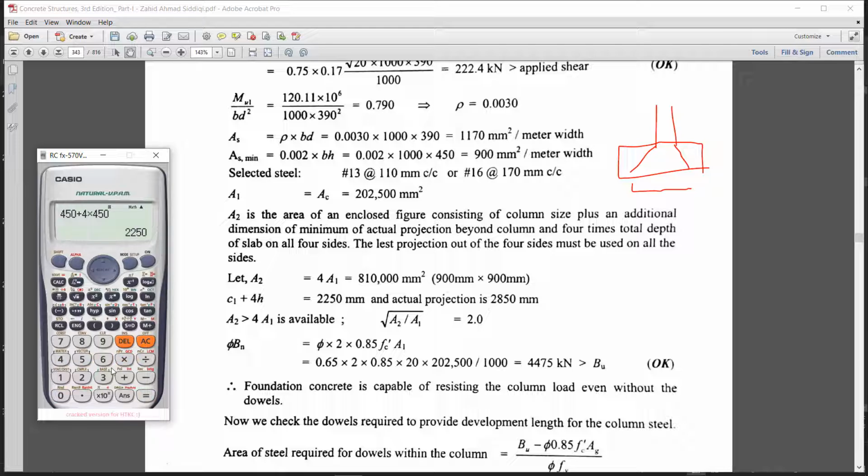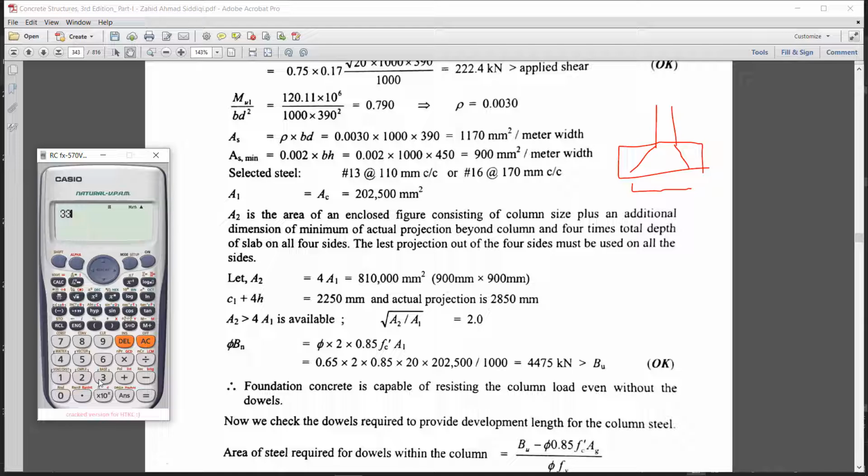Okay, so the projection needed as per our calculations is 2250 millimeter. So this dimension must be that. But we have provided the projection actually. Our total projection that we have provided in the footing is 3 meter by 3.3 meter.